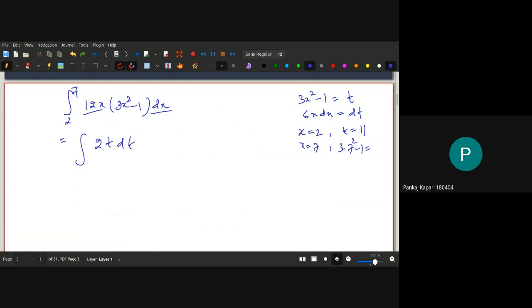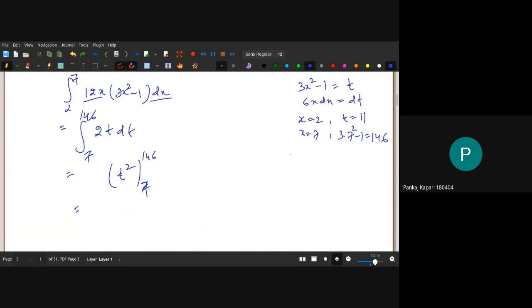So what is that? 49 times 3 must be 147 minus 1, so 146. Okay. So this limit just becomes from 11 to 146, and this integral we have to calculate. Now you know that the derivative of t square is 2t. So this integral is calculated like this from 11 to 146. Okay, so note that we are using the fundamental theorem of integral calculus, right?